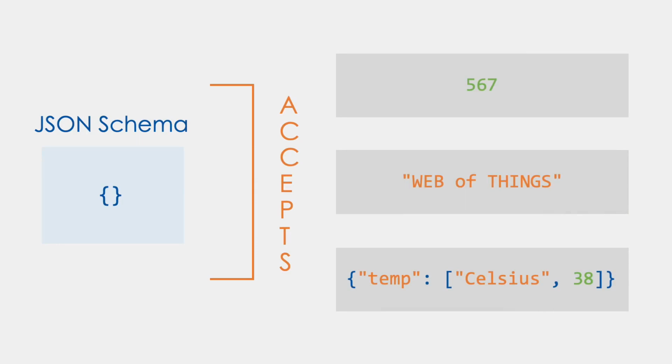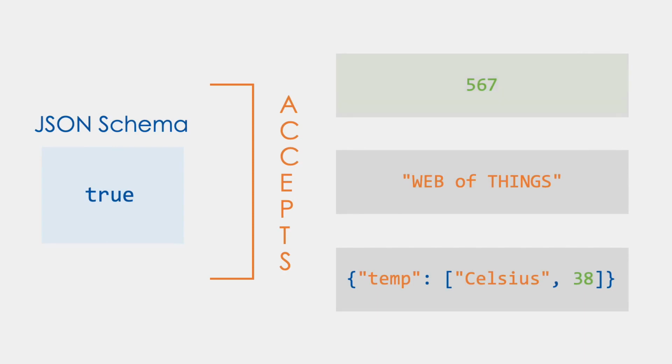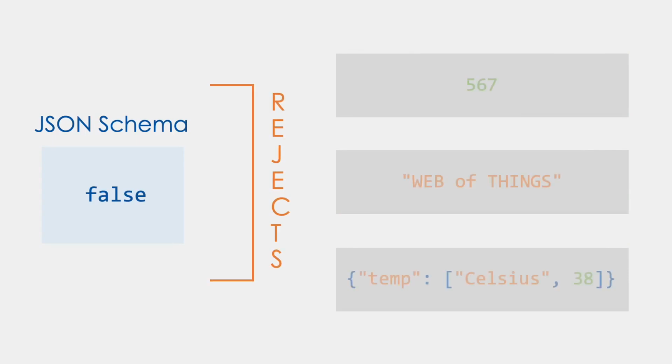In JSON schema, an empty object is a completely valid schema that will accept any valid JSON. It can also be used true in place of the empty object to represent a schema that matches anything, or false for a schema that matches nothing.